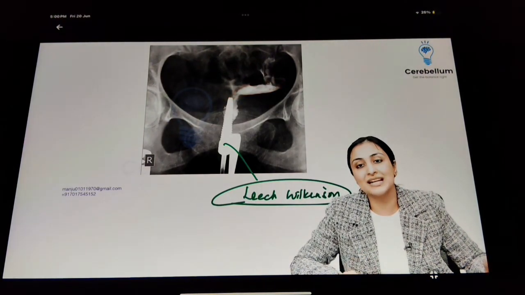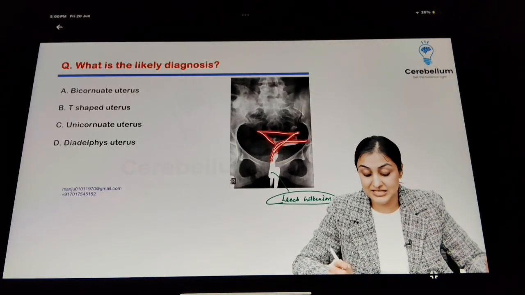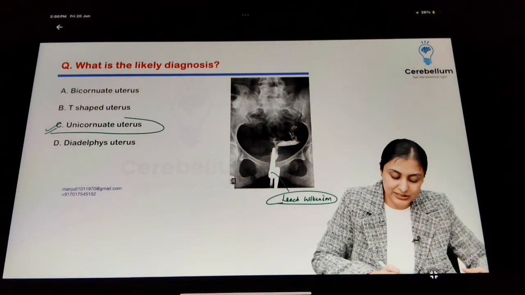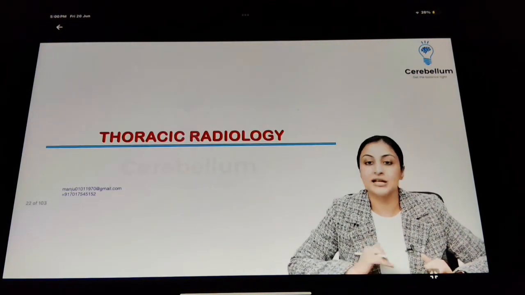And what you can see is only one horn. The triangular shape is not there. I can only see one horn of the uterus. And this is what is unicornuate uterus. So this is a Mullerian defect, unicornuate uterus.